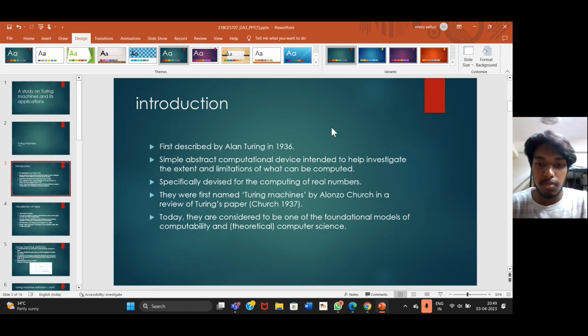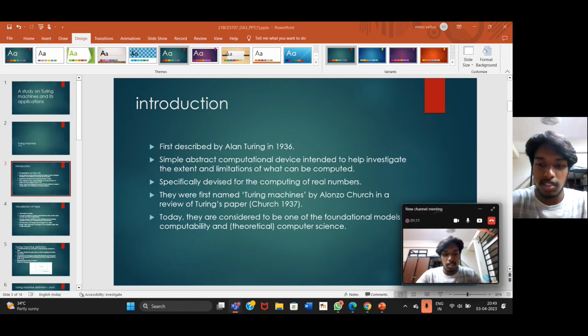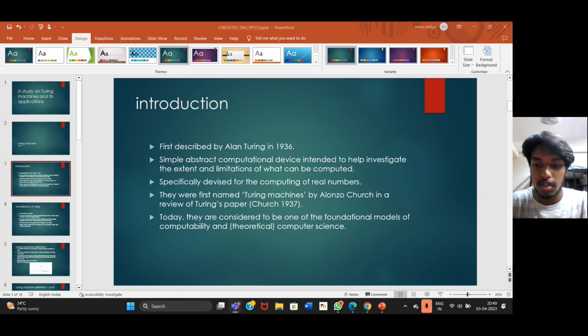They were first named Turing machines by Alonzo Church in a review of Turing's paper. Today, they're considered to be one of the foundational models of computability and theoretical computer science.